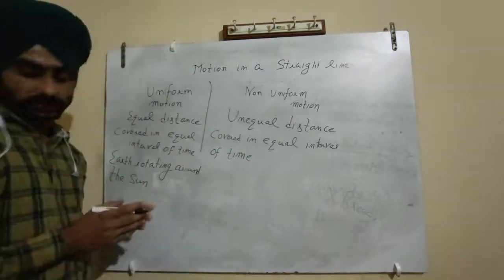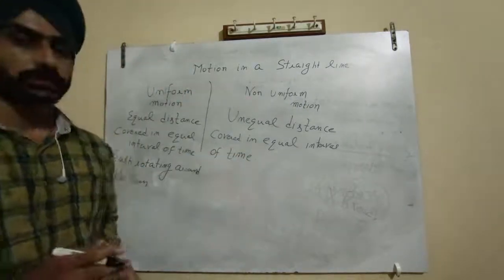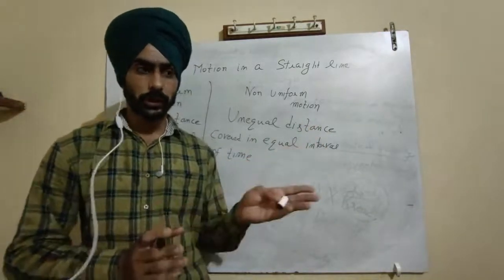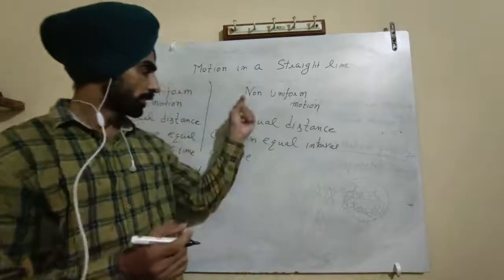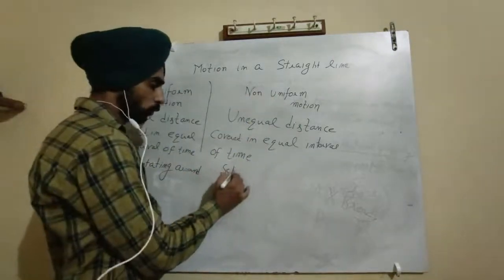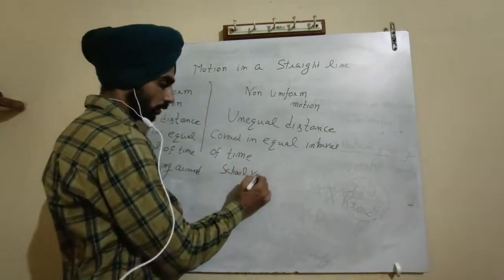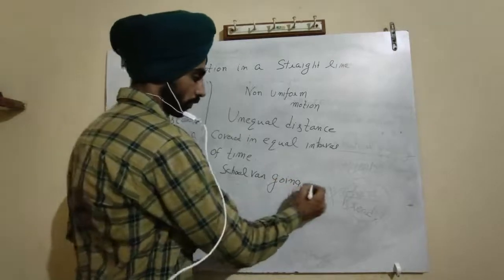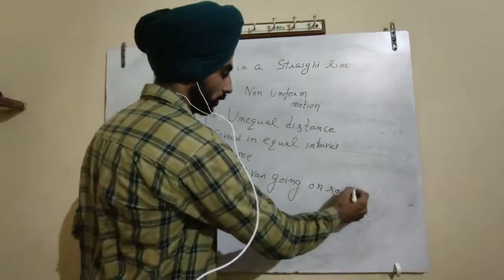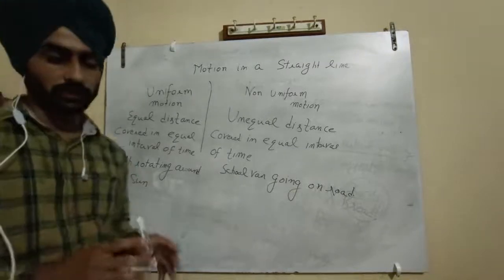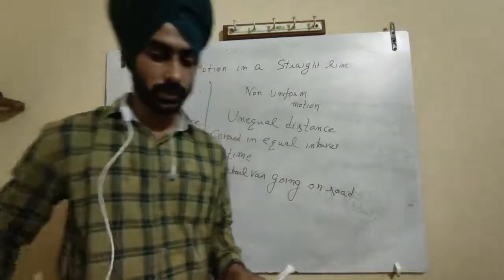So how can you take an example of non-uniform motion? A car is there, traveling on the road, like your school van. That school van is doing non-uniform motion. So you can take the example of a school van going on a road. That is an example of non-uniform motion. So this is our first topic: what is uniform motion and what is non-uniform motion.